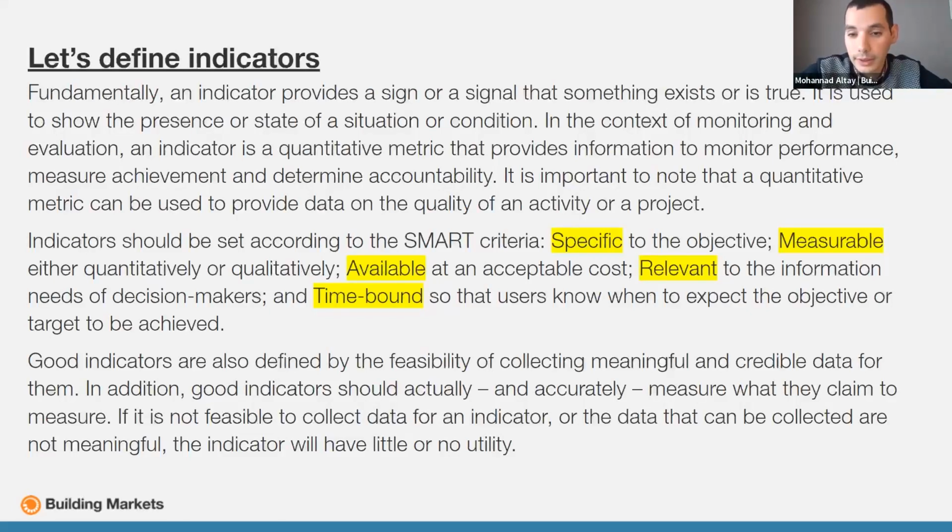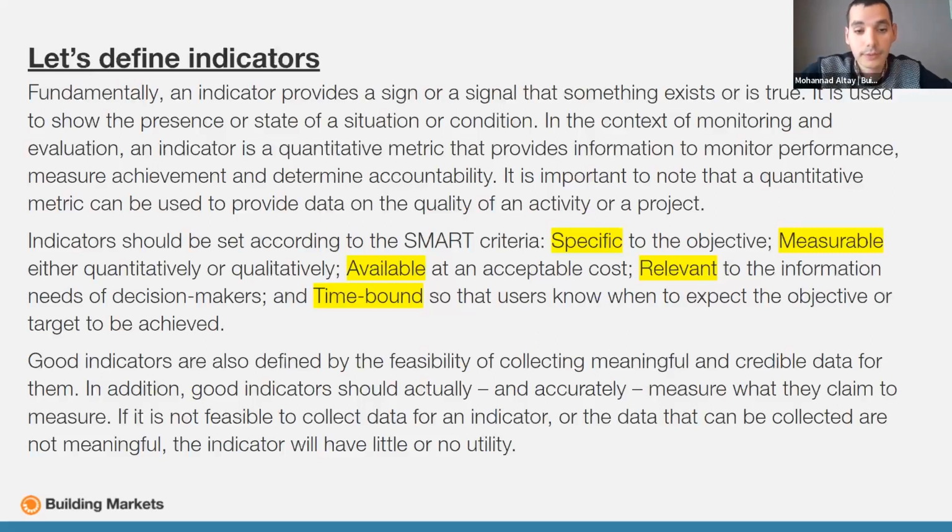And criteria number four is relevancy. Make sure that your indicators are relevant to the information needs of the decision makers. It shouldn't be an indicator that is irrelevant or far away from the overall program objectives or goals.